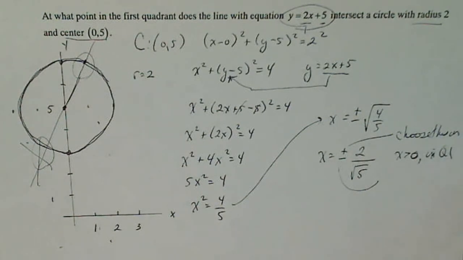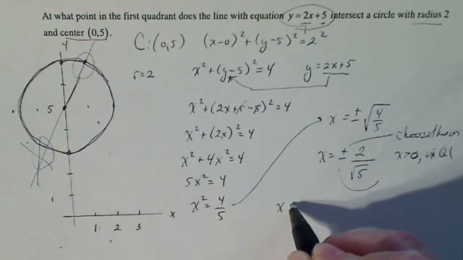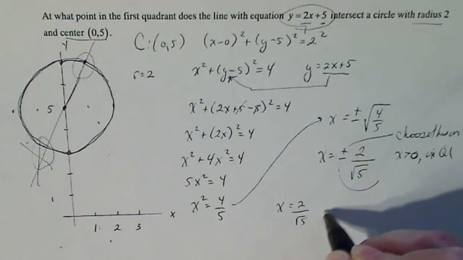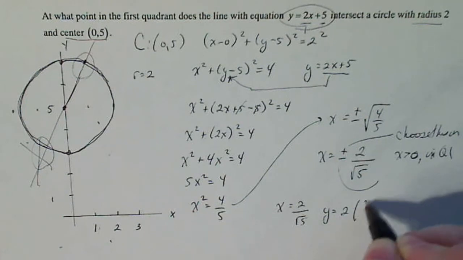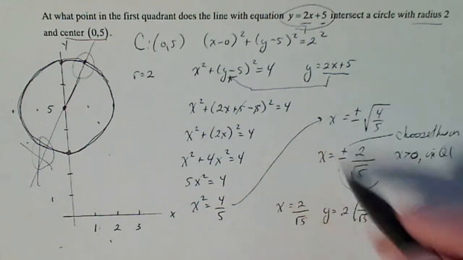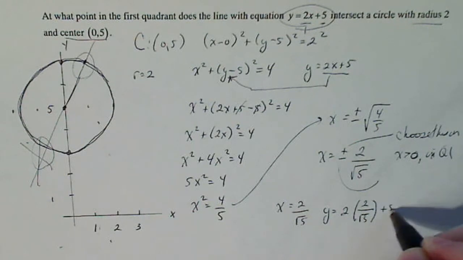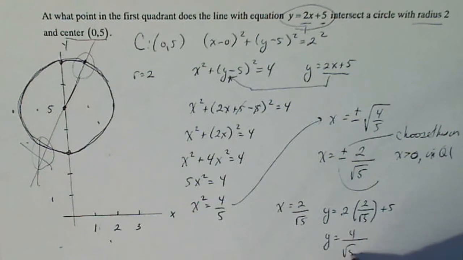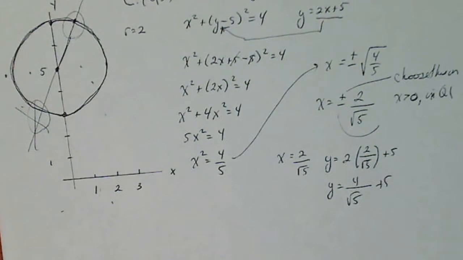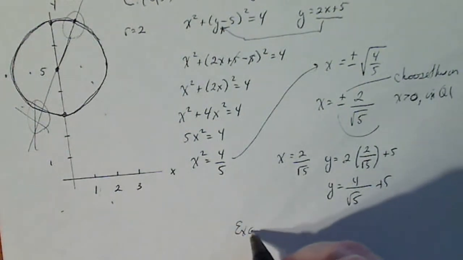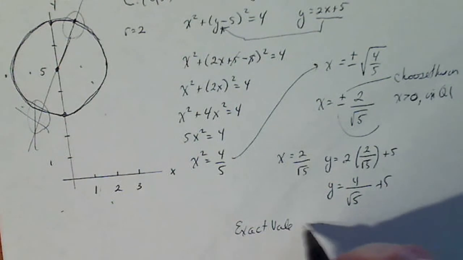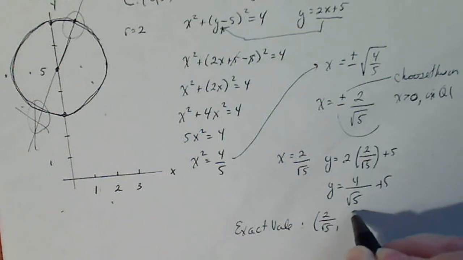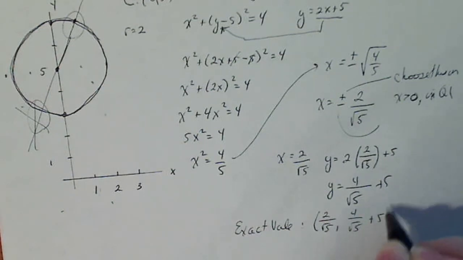All right. So then my x-coordinate is going to be 2 over square root of 5. Then to find my y-coordinate, I substitute 2 over square root of 5 into my linear function. So that simplifies to y equals 4 over square root of 5 plus 5. And then the exact value of the intersection is x equals 2 over square root of 5 and y equals 4 over square root of 5 plus 5.